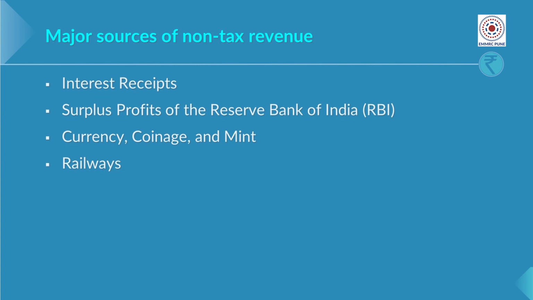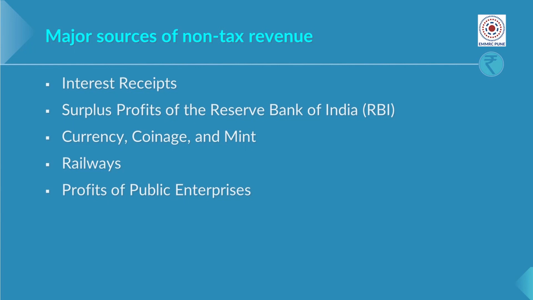Railways. These are the income that the government earns by operating railways in the country. Railways are one of the largest public sector enterprises in India. The government earns revenue from railways by charging fares from passengers, freight charges from goods transporters, advertising fees from advertisers, etc.